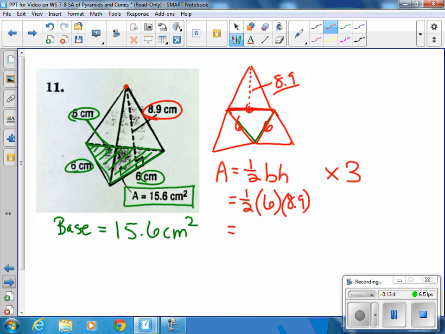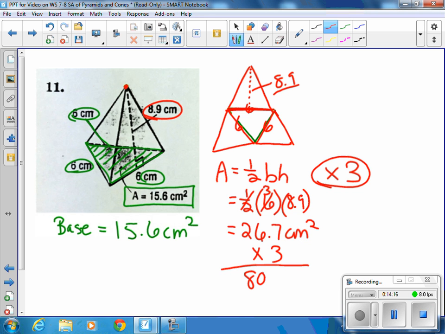So again, that kind of can be confusing too, because not only is it the height of the triangle, that lateral triangle, but it's also the slant height of the pyramid. So it kind of has a double duty. All right, so half of 6 is 3, and then I'm going to do 3 times 8.9. And I get 26.7 centimeters squared. But remember, again, I said I have 3 of them, so I need to times this by 3. So when I do that math, I wind up with 80.1 centimeters squared.